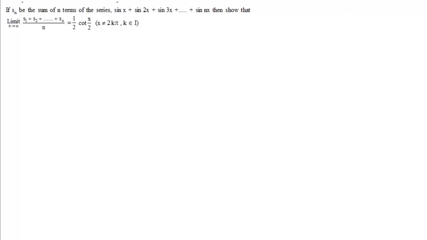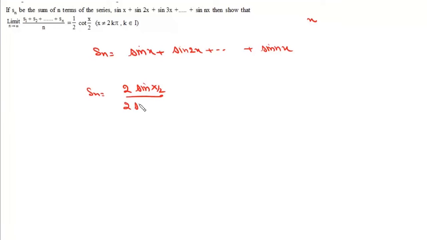Now the question is, let Sn be the sum of this series sin x plus sin 2x plus sin nx. Now basically angles are in AP with common difference of x. So what we'll do is we'll multiply and divide it with 2 sin x by 2. So it'll be this 2 sin x by 2 and then sin x plus sin 2x up to sin nx.